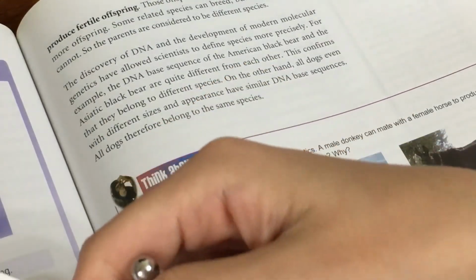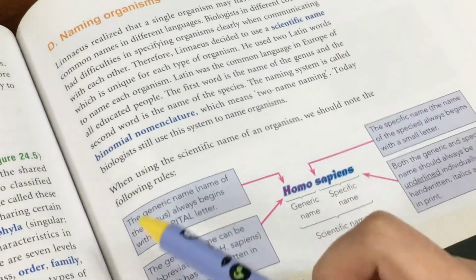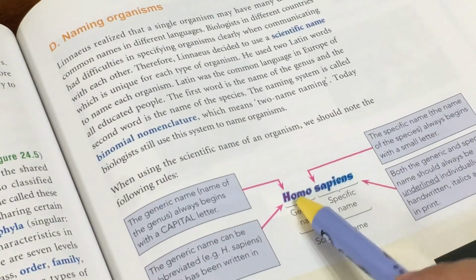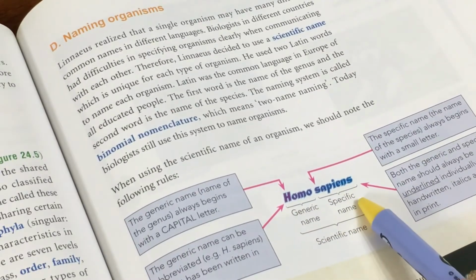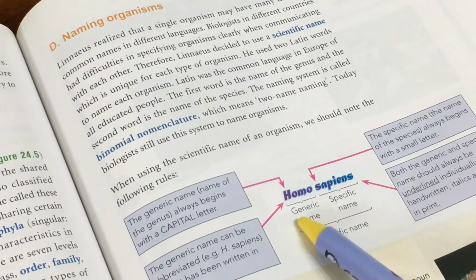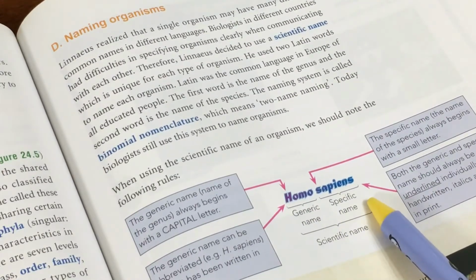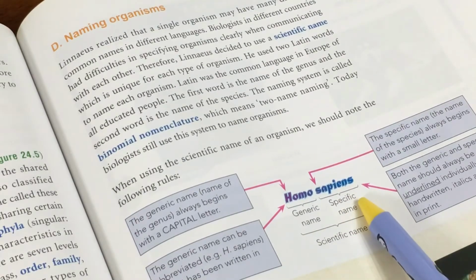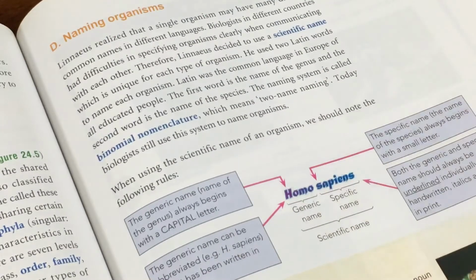We call this binomial nomenclature. So binomial nomenclature. So 2 parts. One is the genus name, one is the species name. So generic and specific. But sometimes we just say this is the genus name, and then this one we call the species name. But sometimes we can also call it generic and specific. But remember, if the question asks for the scientific name, then write both of them together.